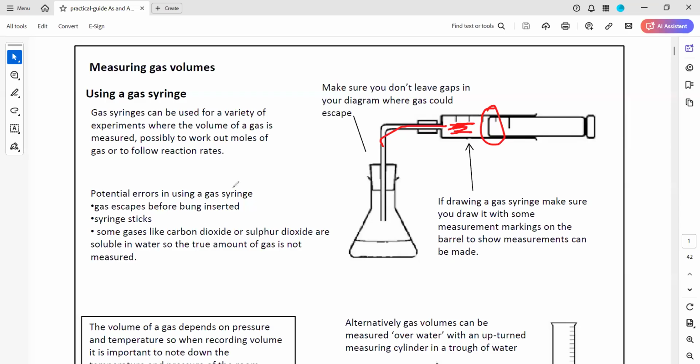Some gases, like carbon dioxide and sulfur dioxide, are soluble in water. So when a reaction occurs, maybe that gas is not completely released. Some of the gas might remain dissolved, and that will not give you the right amount.